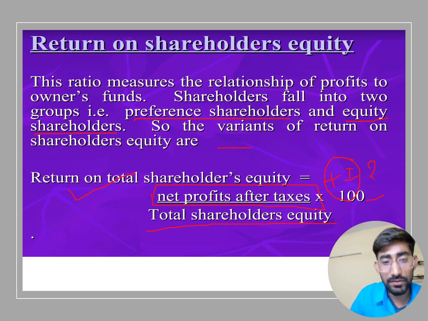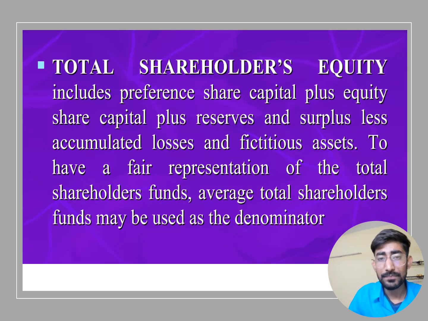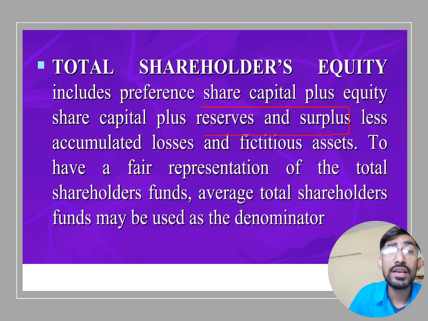So simply what we will use is net profit after tax, and then we will divide it by total shareholders equity and multiply by 100. Total shareholders equity includes the preference share capital plus equity share capital, and remember one thing, the reserve and surplus, because it is also part of equity shareholders fund, as we have earlier discussed in the section on the proprietary ratio. You can watch it in the second part of this ratio analysis series.